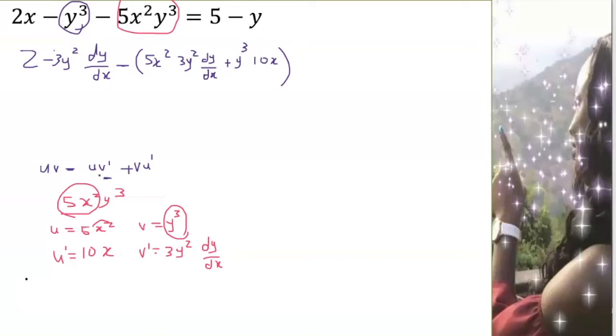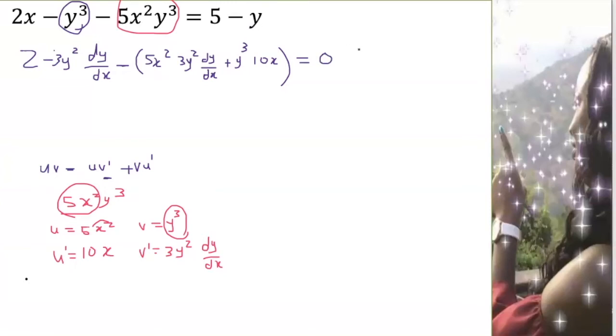Substituting into the format that I have here, u is 5x squared, v prime is 3y squared dy dx, plus my v is y cubed and my u prime is 10x, is equal to, differentiating 5, it's a constant, it's neither an x variable nor a y, so therefore it will be 0.